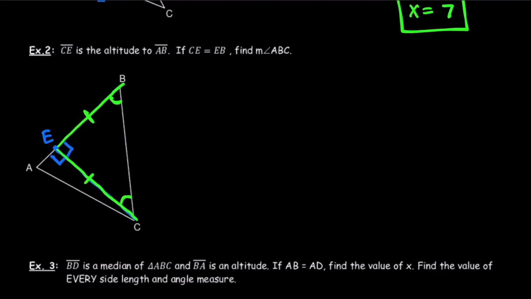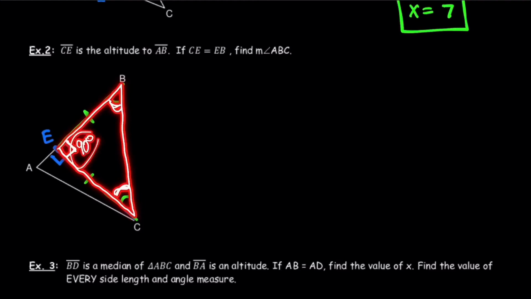Now it says find the measure of angle ABC. ABC, so basically this angle right here. Well, this is kind of a cool triangle. It's isosceles because it's got two equal sides, and it has a right angle. So I know this angle right here is 90 degrees. And I know these two angles are going to be the same.